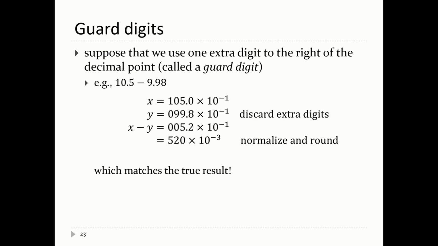Okay, so as soon as you insert one or more extra digits, those digits are called guard digits, right? Your modern CPU does have some guard digits. I'm just going to use one. So if I insert one digit, I'm allowed to carry one extra digit, and then convert it back to a three-digit significand. So 10.5 is 105, one extra digit, times 10 to the minus 1. 9.98 is 99.8. I'm allowed to keep the 0.8 now, times 10 to the minus 1. When I compute the intermediate result, I'm allowed to keep that digit, so it's 5.2 times 10 to the minus 1, which is 520 times 10 to the minus 3, which matches the true result, which is awesome. So now I'm definitely within 0.5 ulp error, because I actually got the correct result.